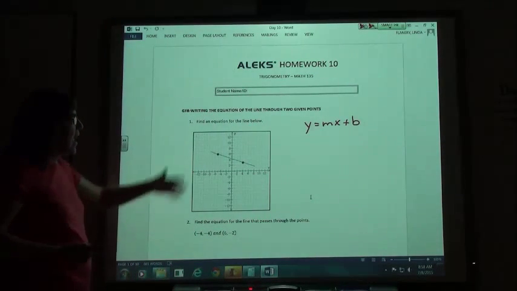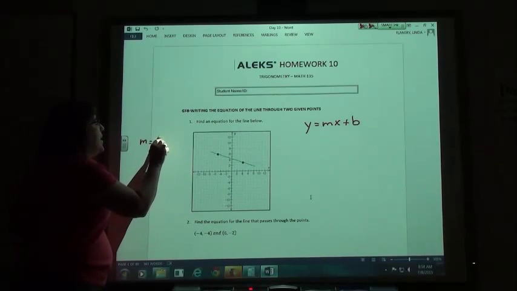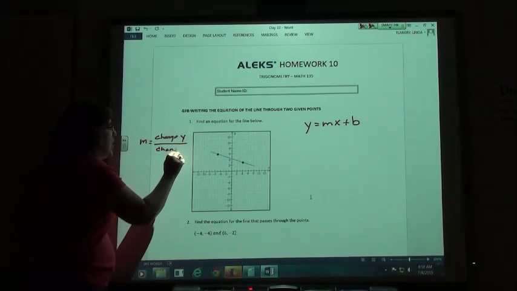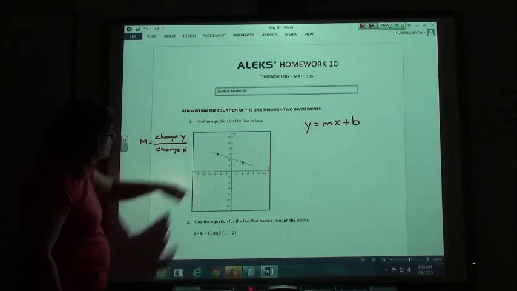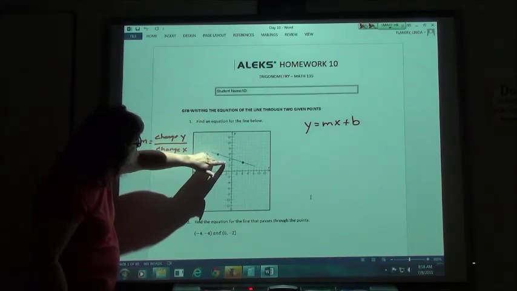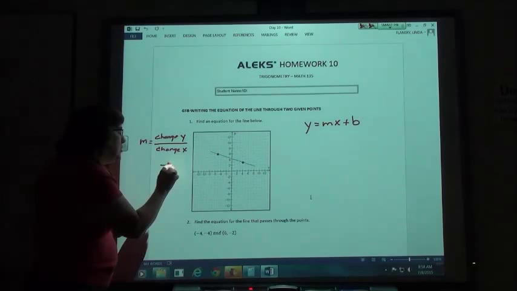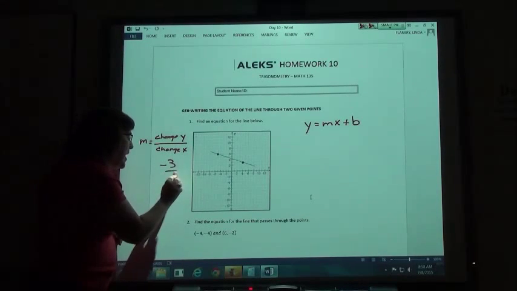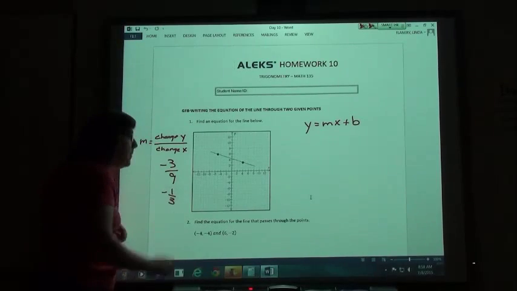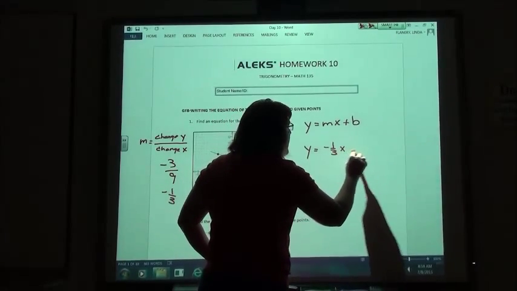Well, first of all, if we have the graph, we can just count out the slope. We know that the slope is the change in the y direction over the change in the x direction. So we could just count 1, 2, 3 down, and 1, 2, 3, 4, 5, 6, 7, 8, 9 to the right. So 3 down would be -3, 9 to the right, so I get -3/9, which is -1/3. So now I know my equation is y equals -1/3 x plus b.